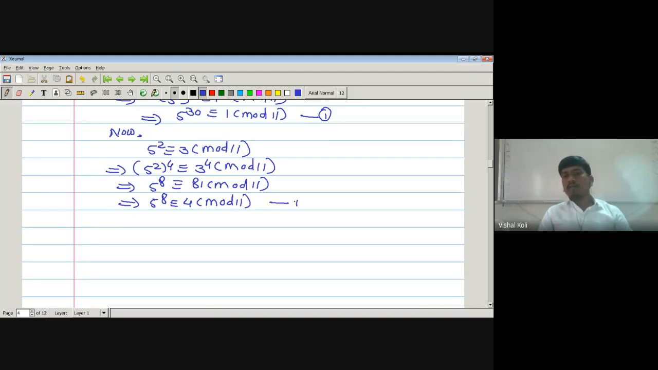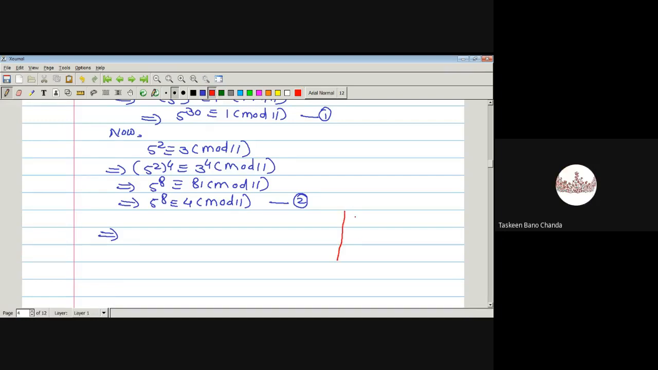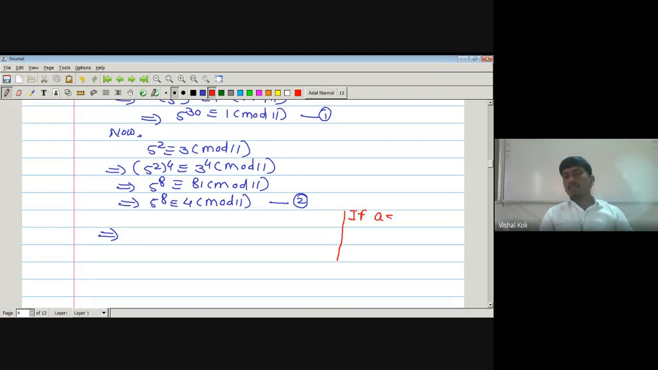But we have to find 5 to the power 38. So here a is congruent to b modulo n and c is congruent to d modulo n, then a into c is congruent to b into d modulo n. That means if a is congruent to b modulo n and c is congruent to d modulo n, which implies a into c is congruent to b into d modulo n.